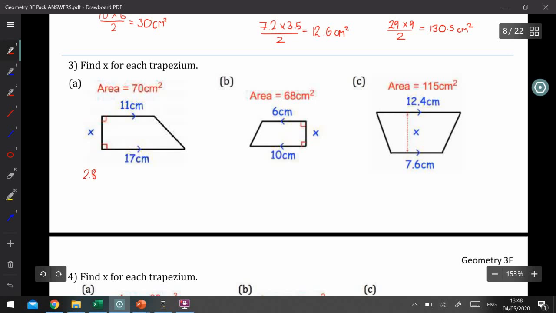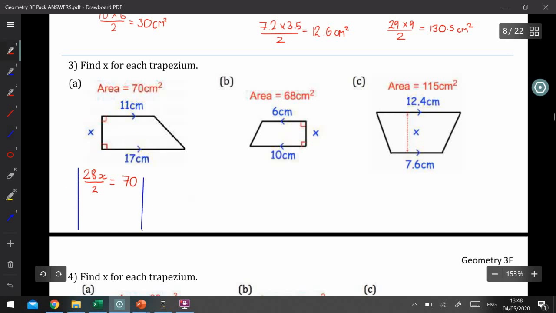We would times by the height between them, which in this case is x. So I'm just going to write 28x, and then we would divide by 2, and that would give me the area, which in this case it tells me is 70. So we've got a little equation here. I'm going to solve that equation.